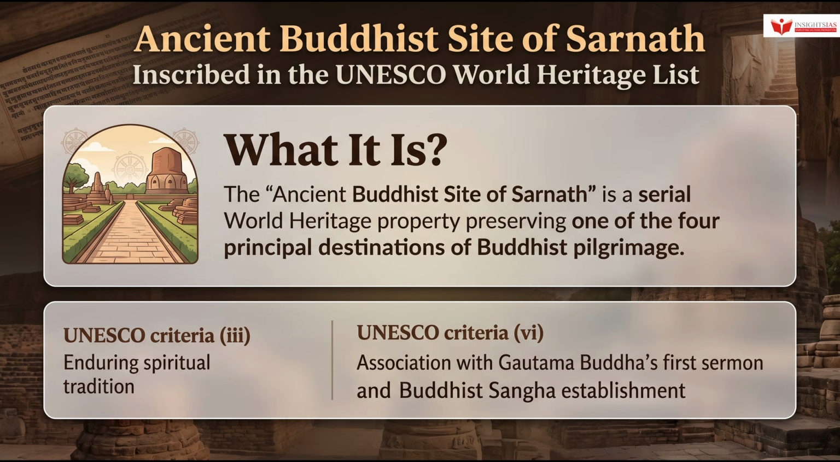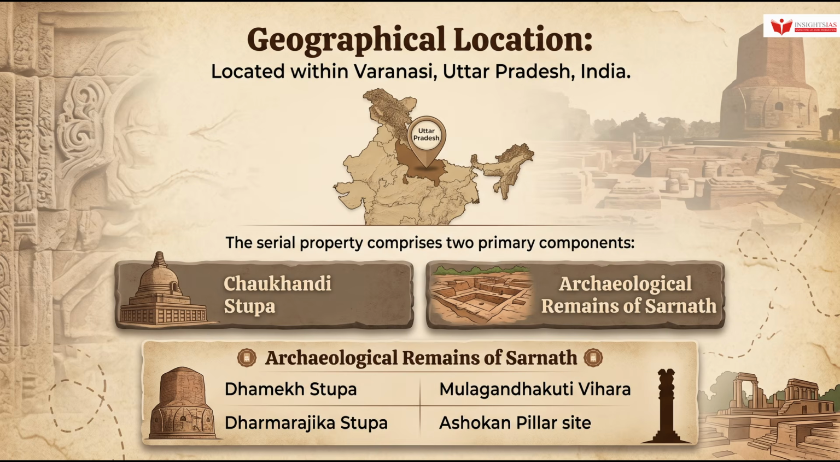The ancient Buddhist site of Sarnath is a serial World Heritage Property, preserving one of the 4 principal destinations of Buddhist pilgrimage. It was inscribed under 2 UNESCO criteria, Criteria 3, for its enduring spiritual tradition, and Criteria 6, for its direct association with pivotal events in the life of Gautama Buddha, specifically his first sermon, the Dharmachakra Pravartan, and the establishment of the Buddhist Sangha. On its geographical location, it's situated within Varanasi, Uttar Pradesh, India.